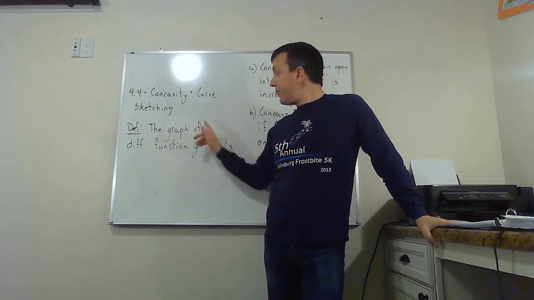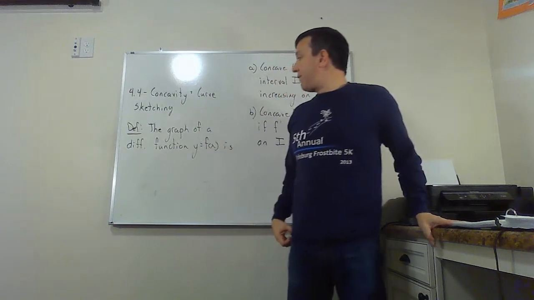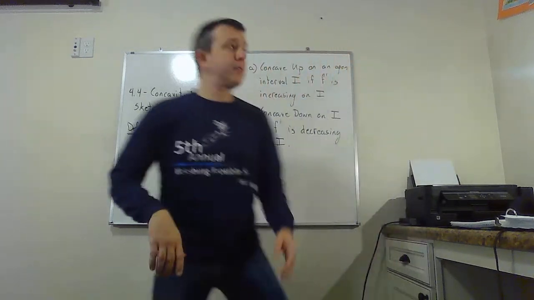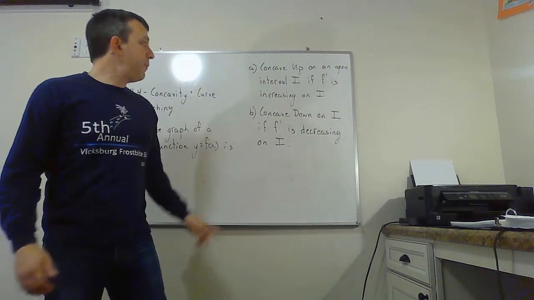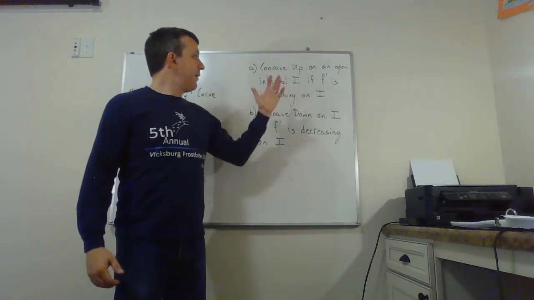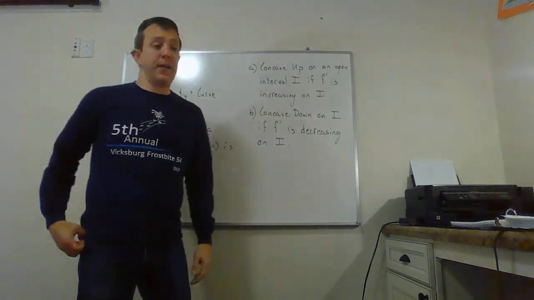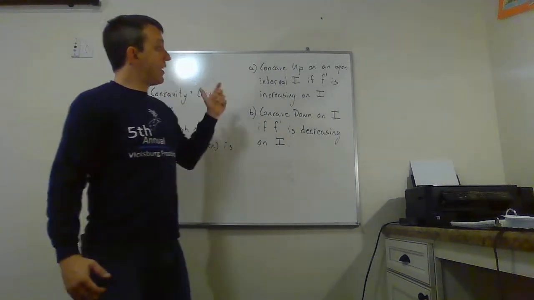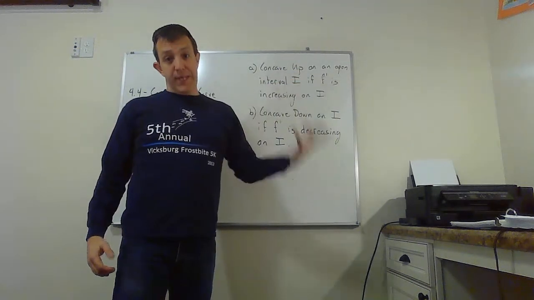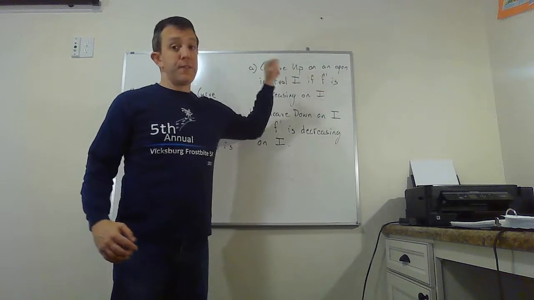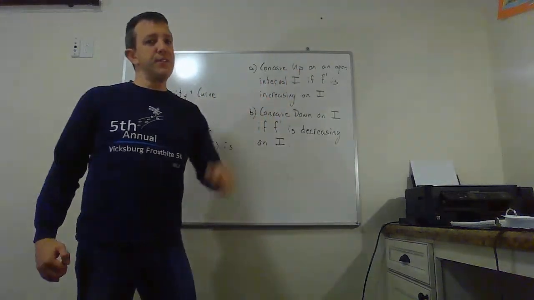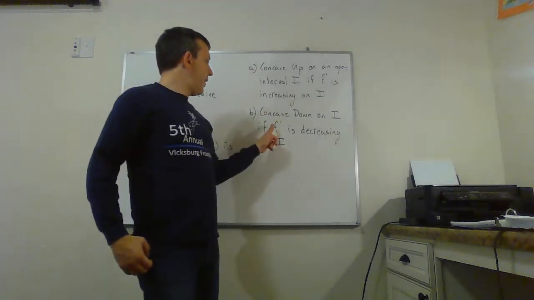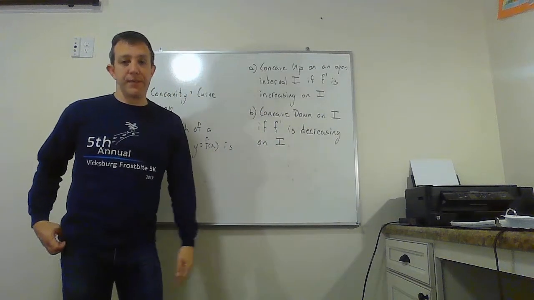So the definition says the graph of a differentiable function y equal to f of x is concave up on an open interval I if f prime is increasing on I. So you have an original function f, and it's concave up if its derivative is getting bigger. Again, this doesn't mean the derivative is positive, it just means the derivative is increasing. It's concave down on I if f prime is decreasing on that interval.